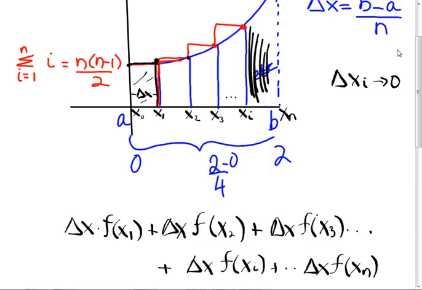And then not only that, I don't have to use my sample point to find my rectangle at any of the endpoints or midpoint. I can choose any point.